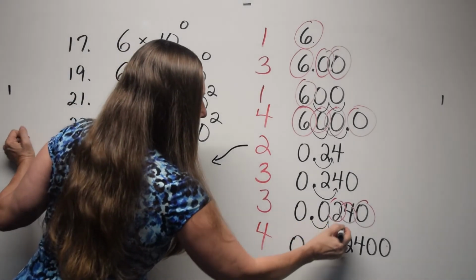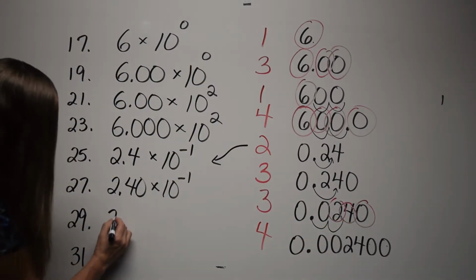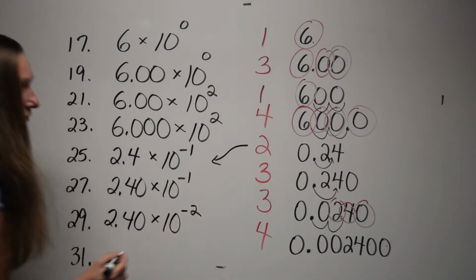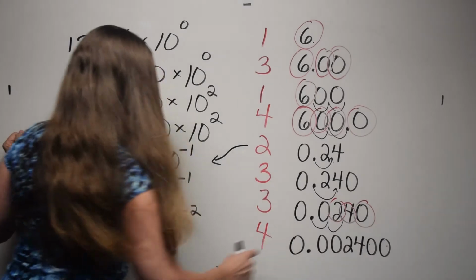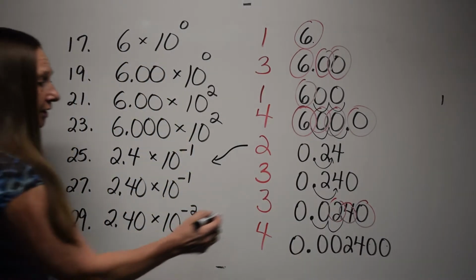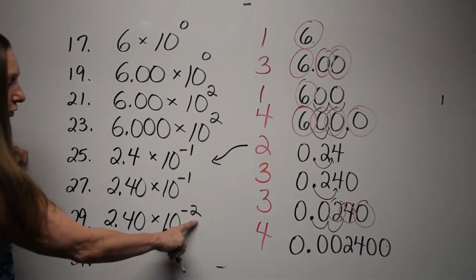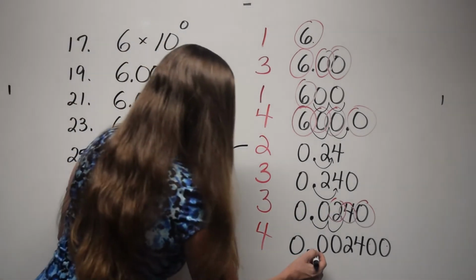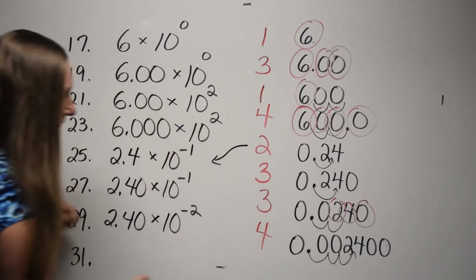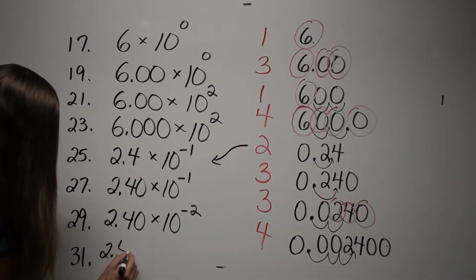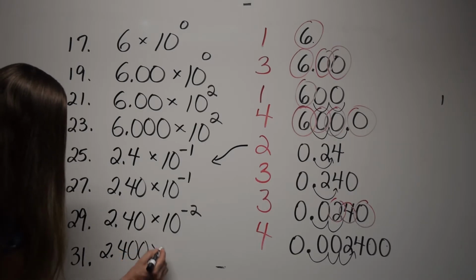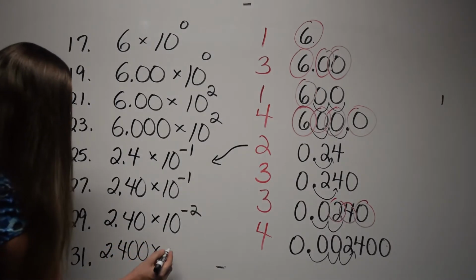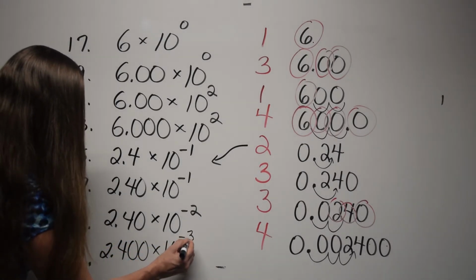Here, 1, 2 jumps, so this is going to be 2.40 times 10 to the negative 2. 3 significant figures, 2 jumps, small number, negative exponent. And finally, 1, 2, 3 jumps: 2.400, 4 significant figures, 3 jumps, that's 10 to the negative 3.